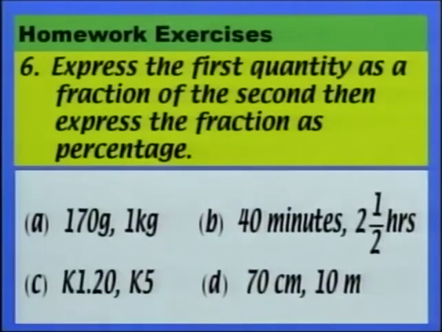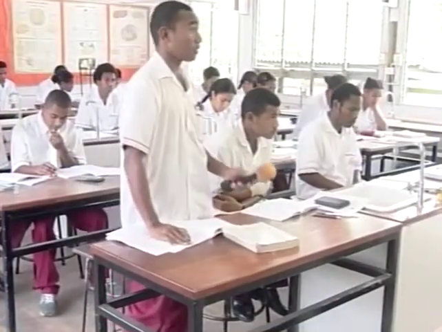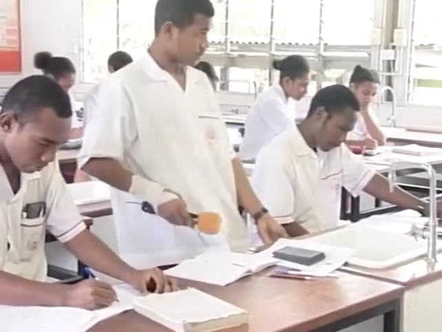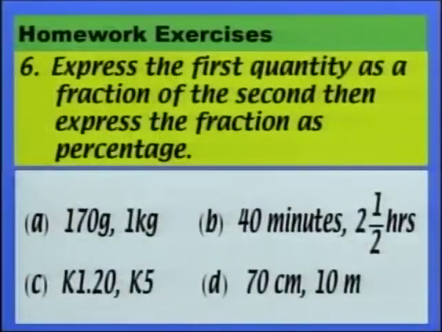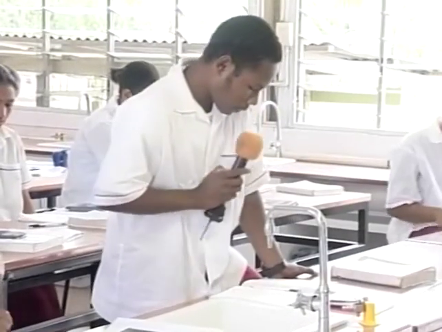All right, for letter B, we'll start from the front. Taumaku, your answer for letter B, please. 26 and 2/3%. 26 and 2/3% is correct. For letter C, Kyle. 24%. 24%, correct. Kiapin for letter D. 7%. 7% is correct.